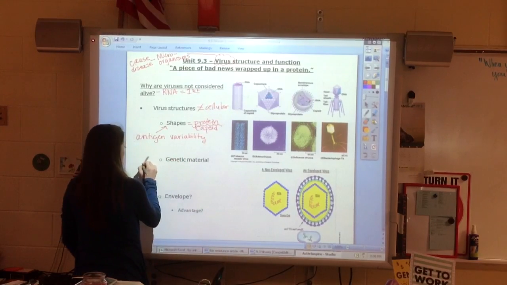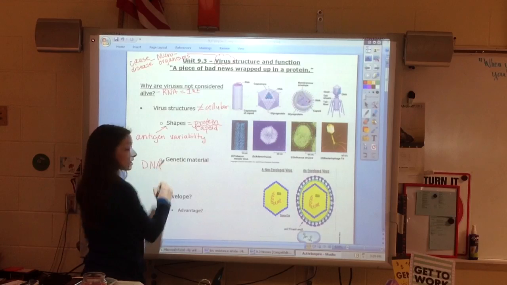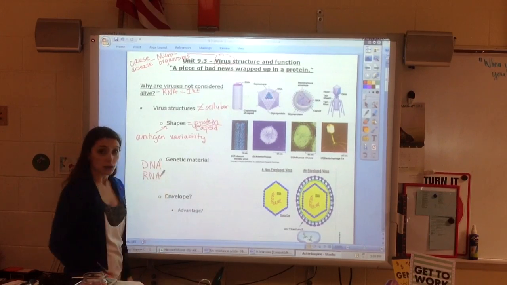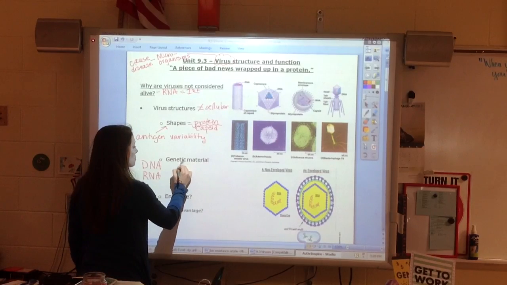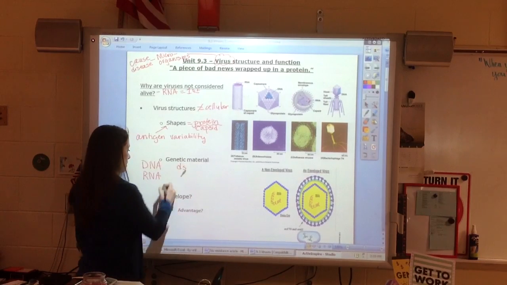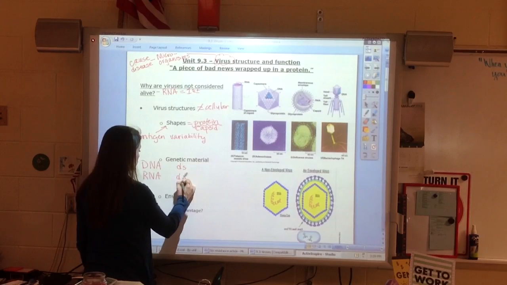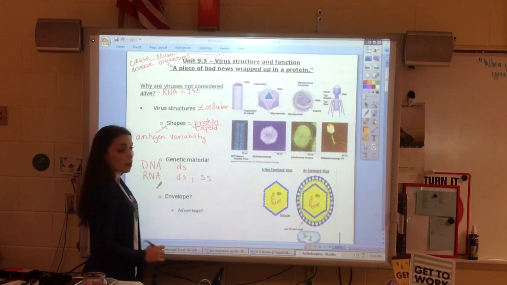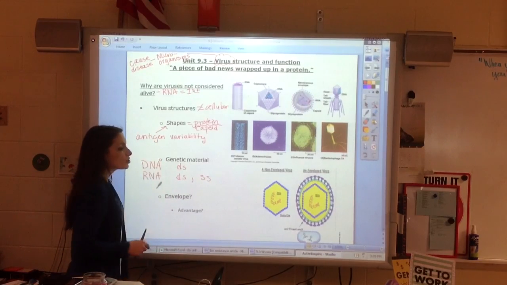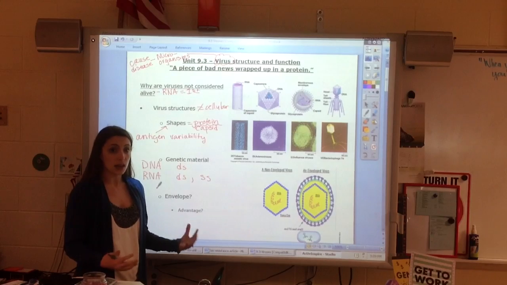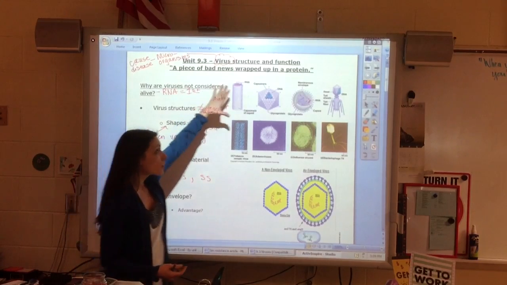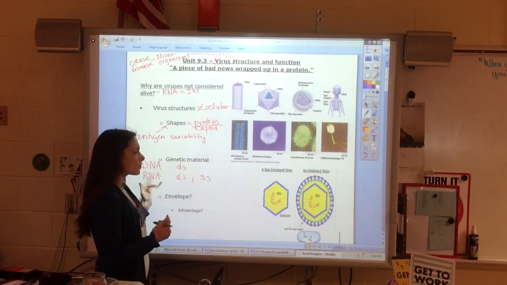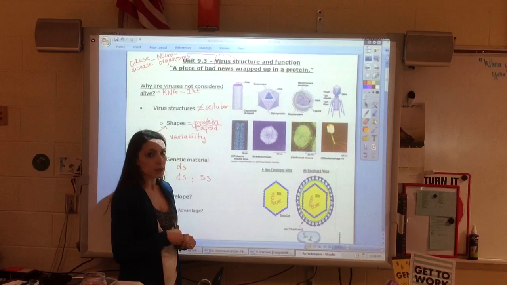That nucleic acid can be DNA, like we expect living things to all have, or it can actually be RNA. Some viruses are double-stranded DNA. Some viruses are double-stranded RNA. Some viruses are single-stranded RNA. So we're used to seeing the genetic material be double-stranded DNA, but it turns out that some viruses only have RNA. We're going to talk about the implication. What does it mean if you only have RNA? We'll talk about that a little bit later.